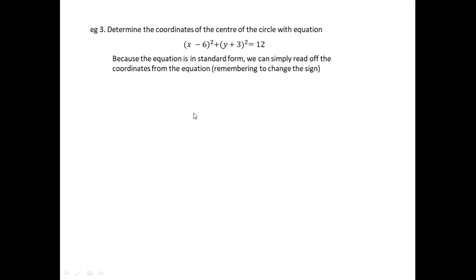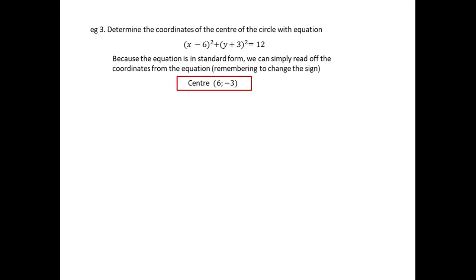Example number 3. Determine the coordinates of the center of the circle with this equation. This is pretty straightforward. All we need is the coordinates of the center of the circle. This comes from the x-coordinate, and that comes from the y-coordinate. All we need to do is change the signs. And there are the coordinates of the center.